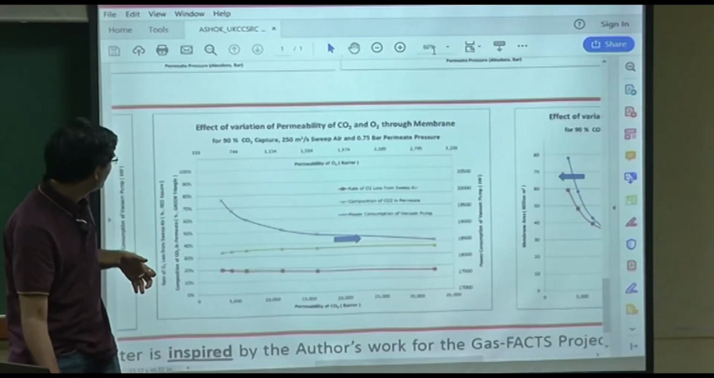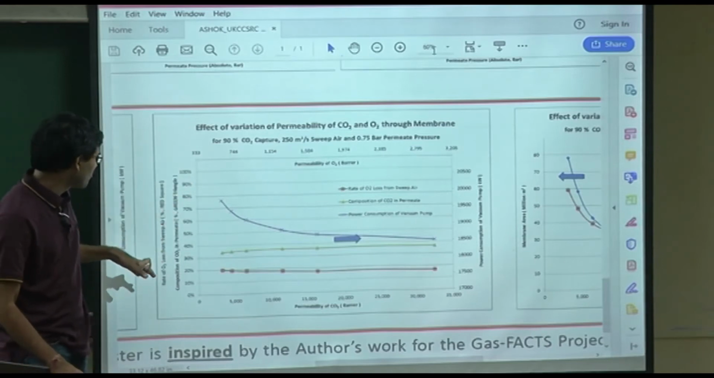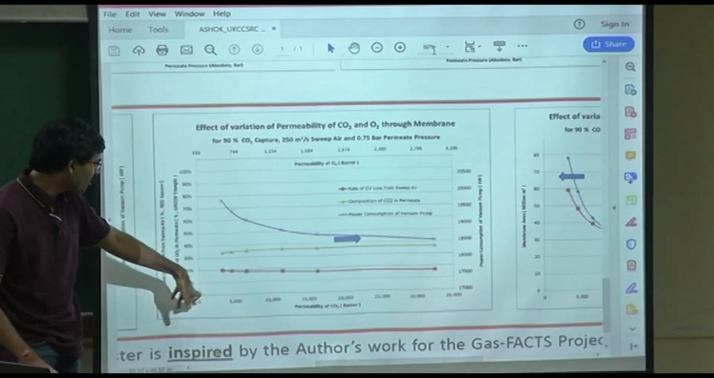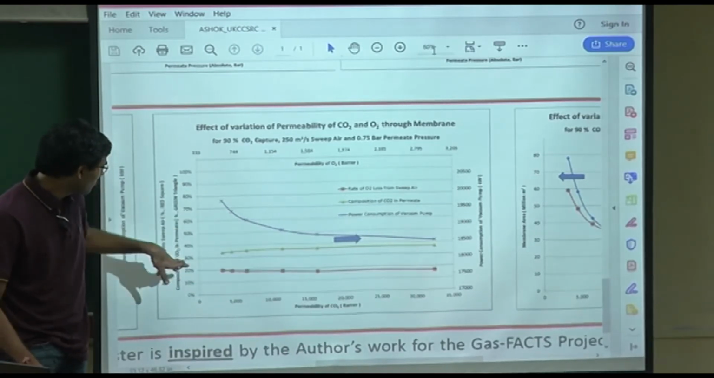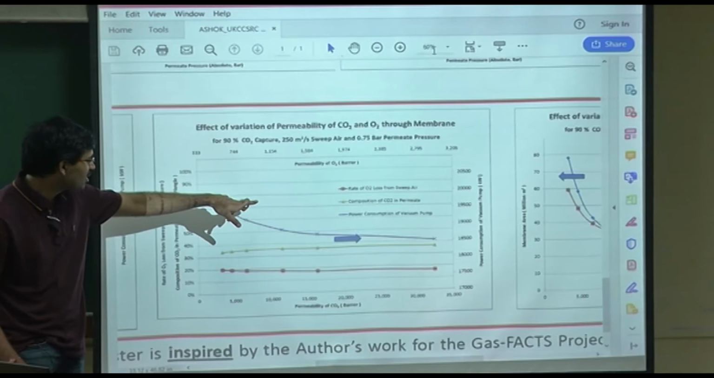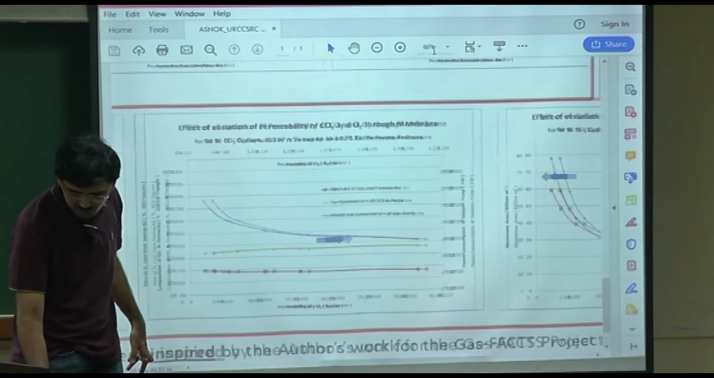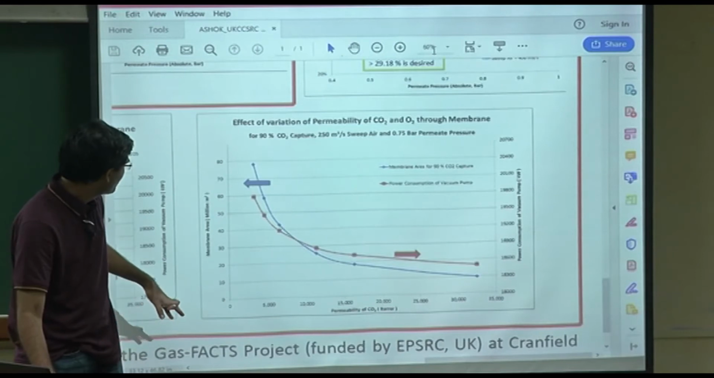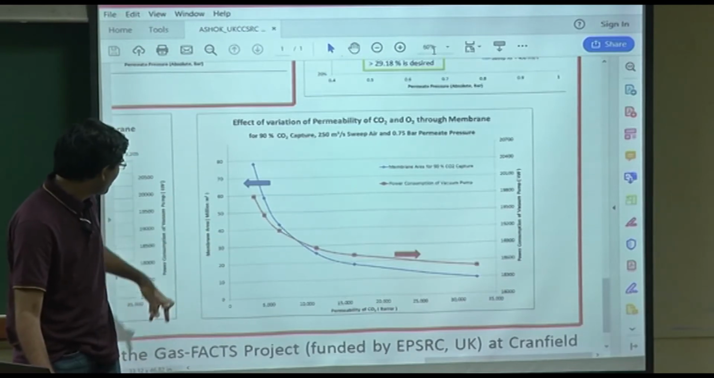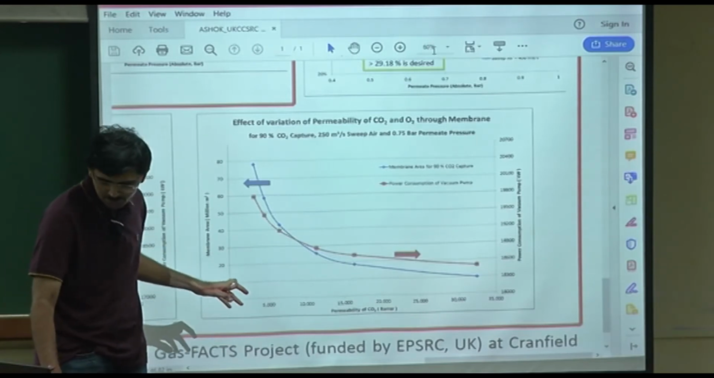And this is the effect of permeability of carbon dioxide and oxygen through the membrane. So this is the permeability of carbon dioxide. If it varies from, let us say, 5000 barrer up to 35,000 barrer, then what will be the effect on the rate of oxygen loss and composition of carbon dioxide in permeate, etc., as well as the membrane area in million square meters. So all these things were done.